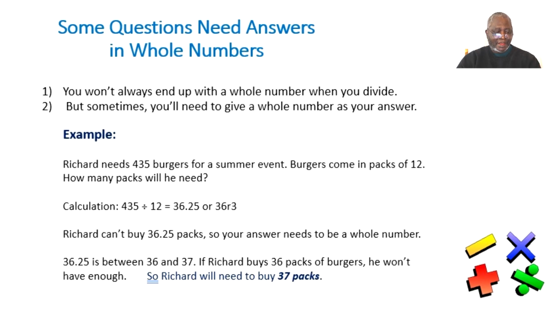Richard can't buy 36.25 packs. The shops do not sell half packs. So your answer needs to be a whole number. 36.25 is between 36 and 37. If Richard buys 36 packs of burgers, he won't have enough for his event. So he has to buy 37 packs. That is why you have to give whole numbers.